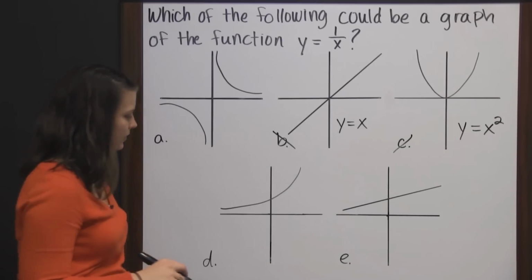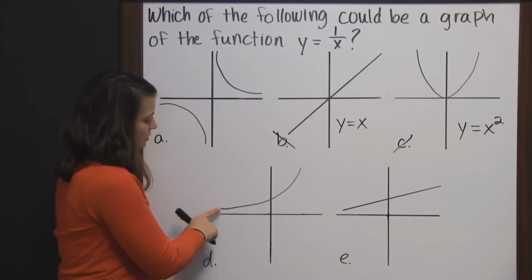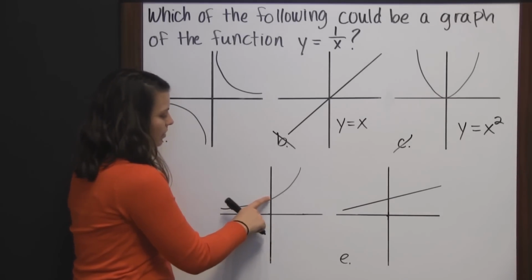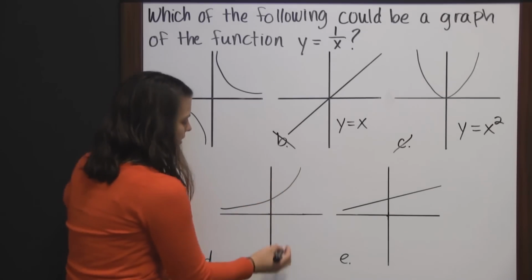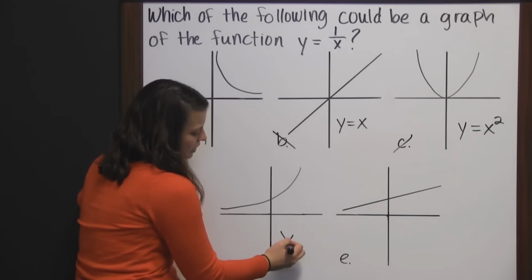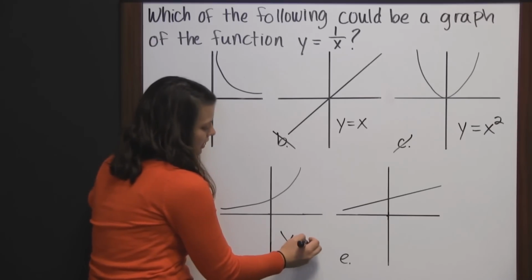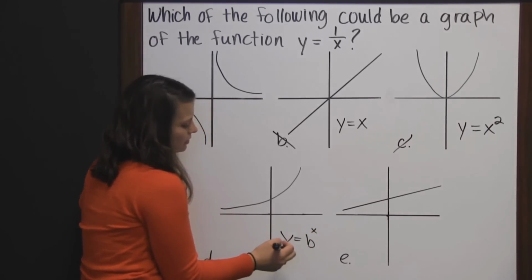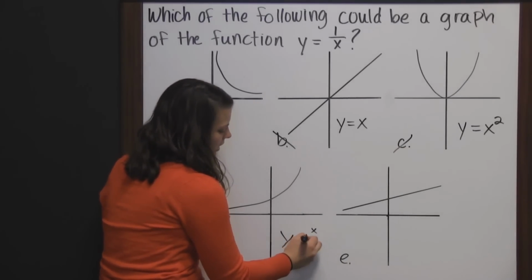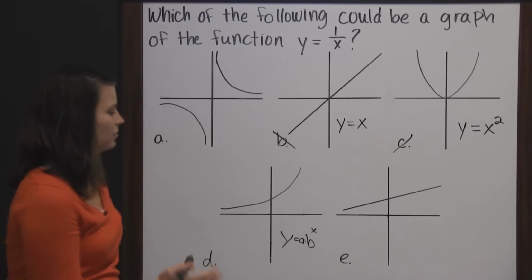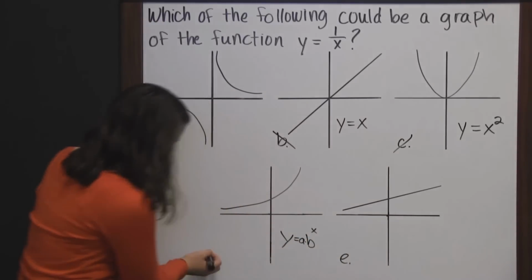On D, this is what an exponential function looks like. It starts out increasing slowly, but then it begins increasing faster. That's not the parent function, that's just the form. It's actually y equals a times b to the x. But again, not a rational function. And so we can eliminate D.